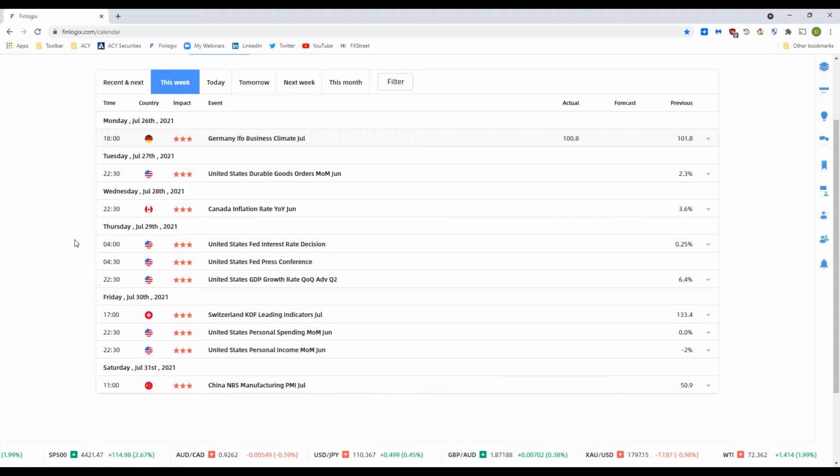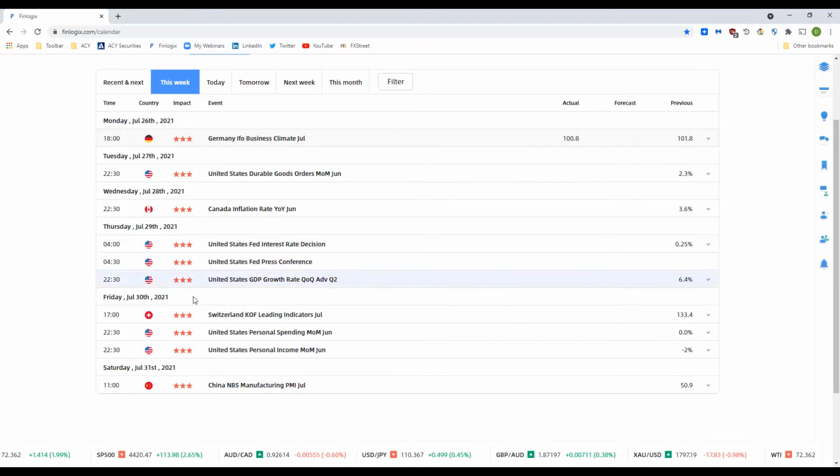But the main one for the week is the US Fed interest rate decision. That's at 4 o'clock my time Thursday morning. Later on in that day as well, we have the US GDP growth rate coming out, and into Friday we've got the US personal spending and personal income. So make sure you know where and when they come out. The main one is the interest rate decision for the US, 4 o'clock my time Thursday morning. That can definitely impact the pound US dollar.